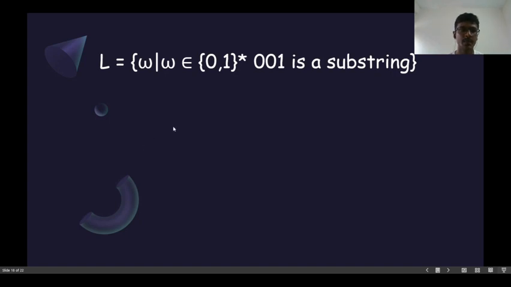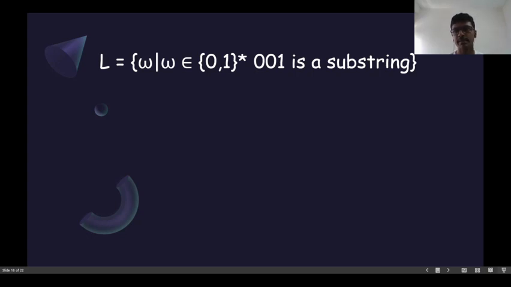Let's go to example 2 so that we can understand it much better. L is equal to omega, where the string contains symbols 0 and 1, it's a Kleene closure, and 001 is a substring. Let's understand what they have given. That is 0, comma 1. The string should contain only two symbols, 0 and 1, and it's a Kleene closure. They have given that star over there, which means it's a Kleene closure operator.